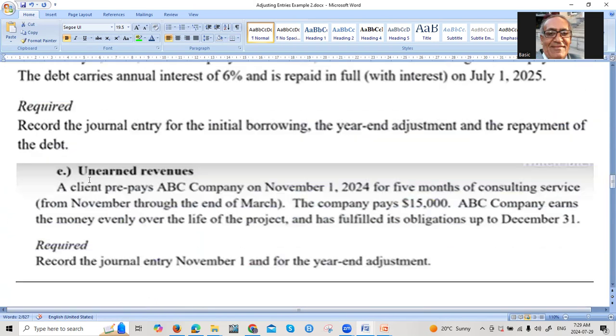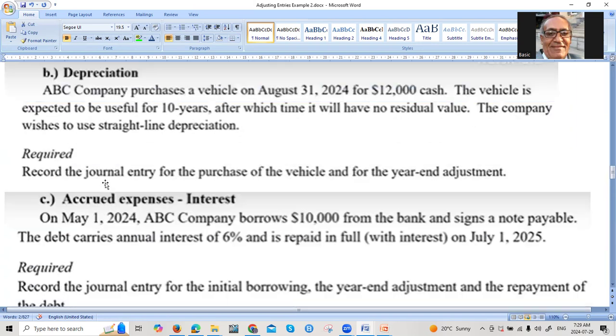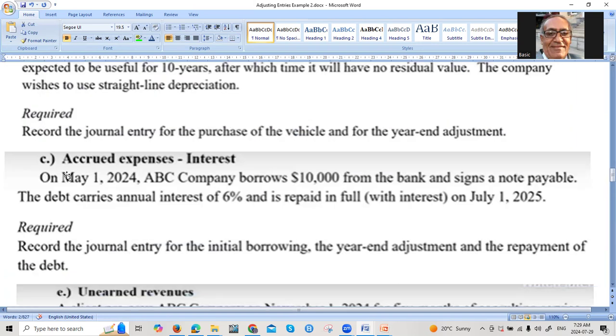So here, first of all, I will say accrued expenses: on May 1, 2024, ABC Company borrows 10,000. Here we go for borrowing. Borrowing means that you get cash. So the cash will be debit from the bank, and signs a note payable. Perfect. That's fine. When I say signs a note payable, then I will close it in the notes payable.